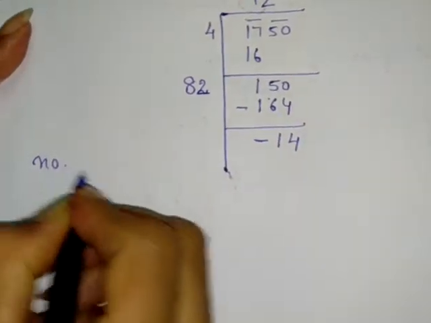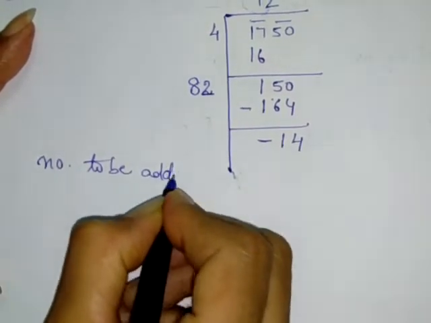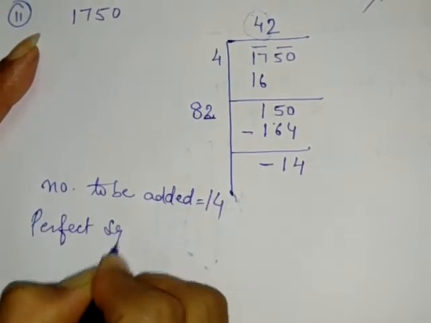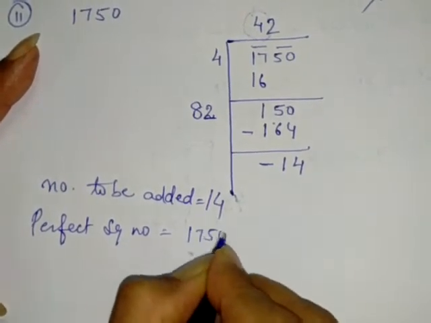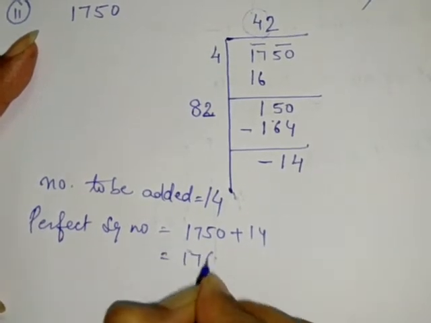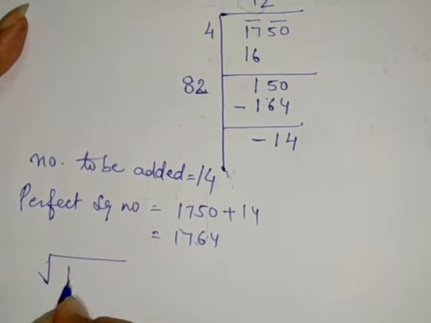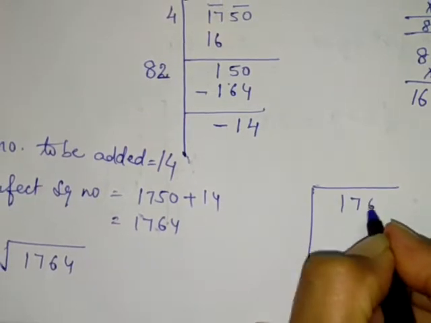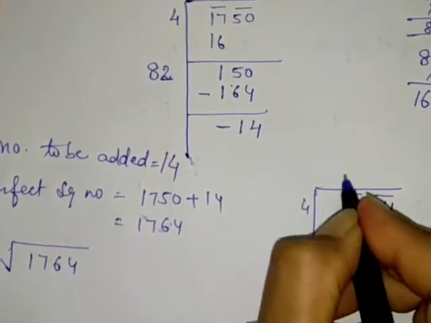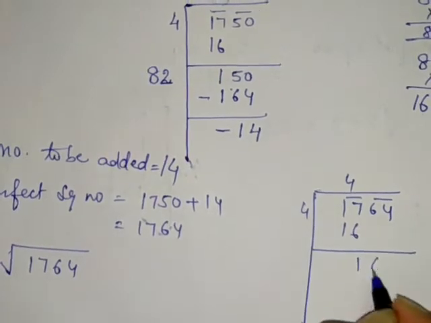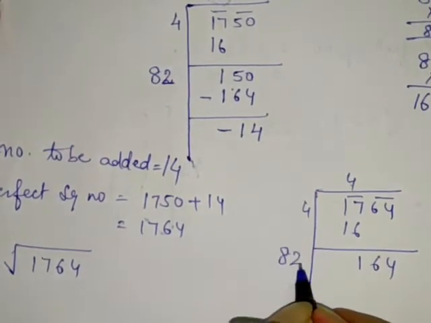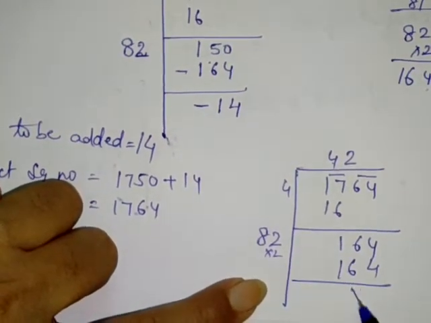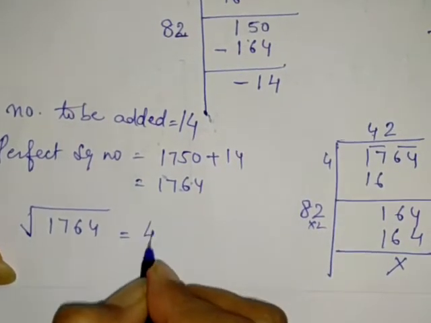So number to be added, what is the number to be added now, that's equal to 14. And what's your perfect square number? It was given 1750 plus 14, that gives you 1764. And next step is you are supposed to calculate the square root of this perfect square. Pairs, 4 4s are 16, 164, 4 2s are 8, multiply by 2, into 2 we do, so 4 and 16. It's completed. So square root of this is equal to 42.